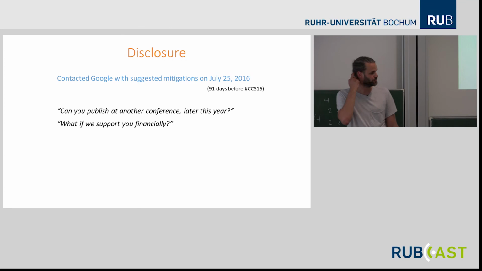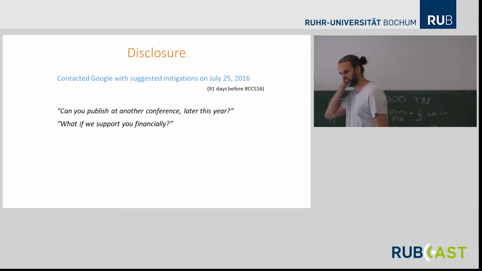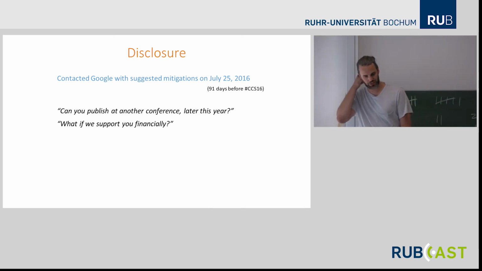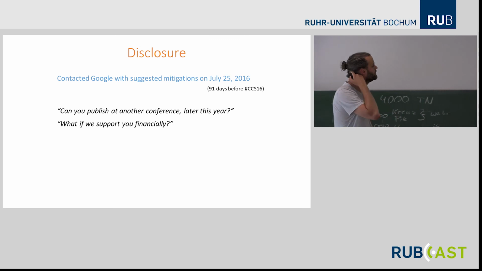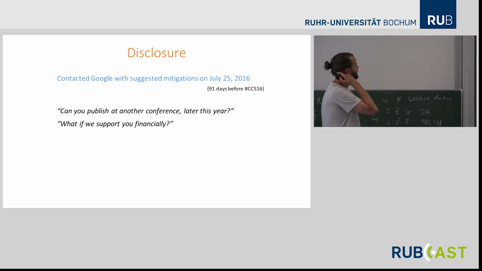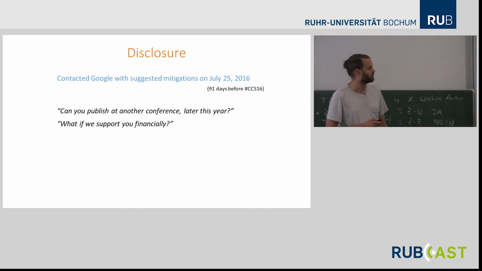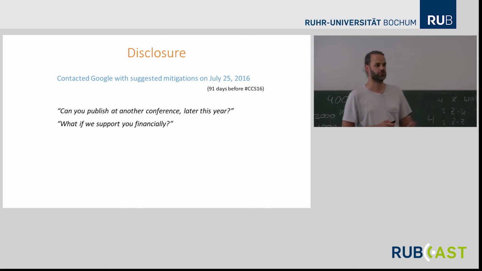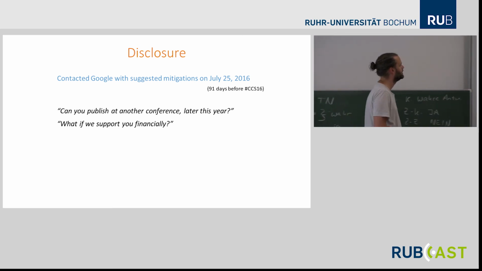Disclosure with Google was also fun. So we contacted them on July 25. And why is this date important? It's important because it was 91 days before the paper would get published, CCS, so paper got in. And 91 days is enough for Google. At least Google Project Zero gives Google 90 days to fix their issues. So we were way on time.